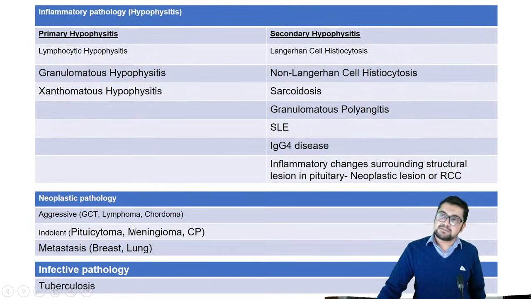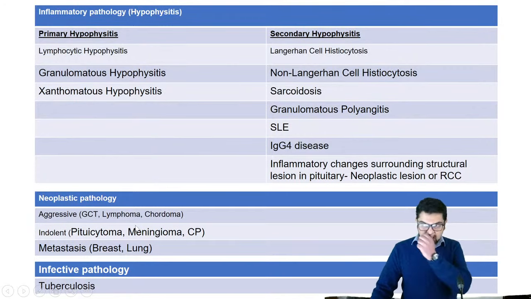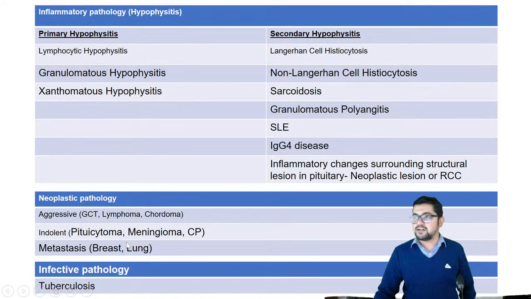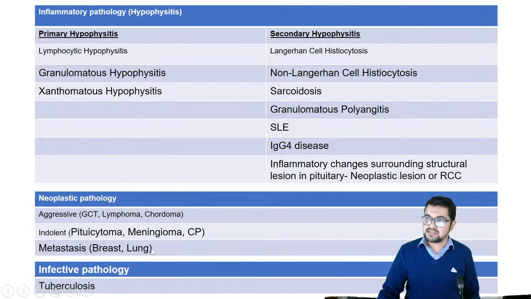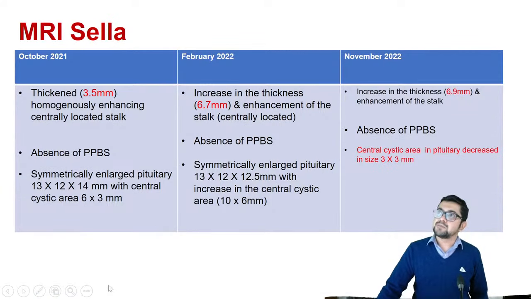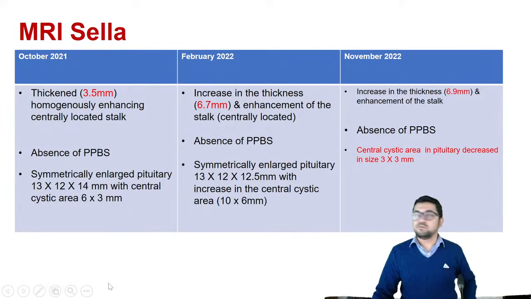The neoplastic pathology of the stalk or the posterior pituitary here could be aggressive tumors such as germ cell tumors, lymphoma, chordomas, or indolent tumors like pituicytoma, meningioma, craniopharyngioma, or a metastasis from breast or lung. And the infective pathology could be tuberculosis. With these possibilities in mind, we moved ahead with MRI sellar.